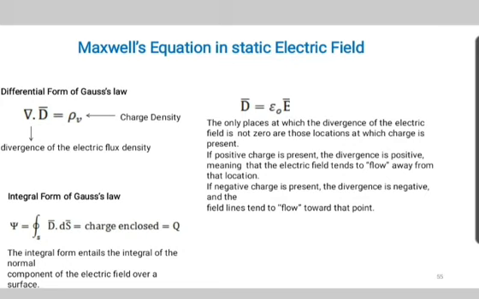Then the integral form of Gauss's law, Maxwell's first equation, is obtained from the divergence theorem. The statement is: the surface integral of electric flux density over the closed surface is equal to the volume integration of volume charge density.